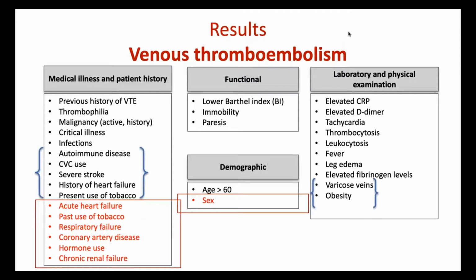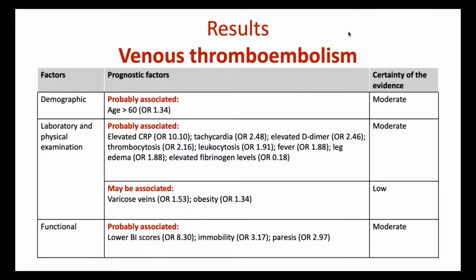As you can see, low certainty in the evidence exists for association between risk of VTE and autoimmune disease, central venous catheter use, severe stroke, history of heart failure, present use of tobacco, varicose veins, and obesity. There was moderate certainty evidence that the rest of the factors you see here were found to be probably associated with risk of VTE.